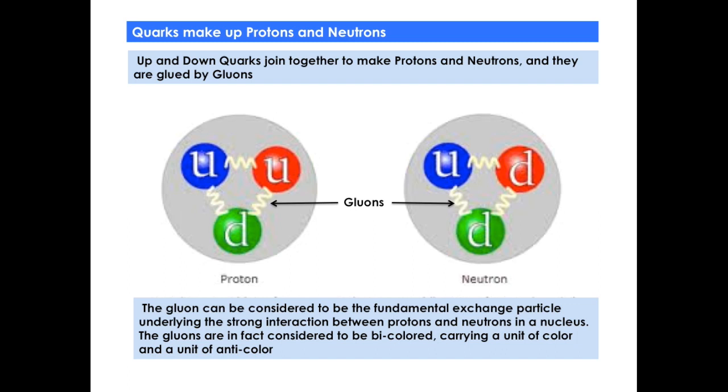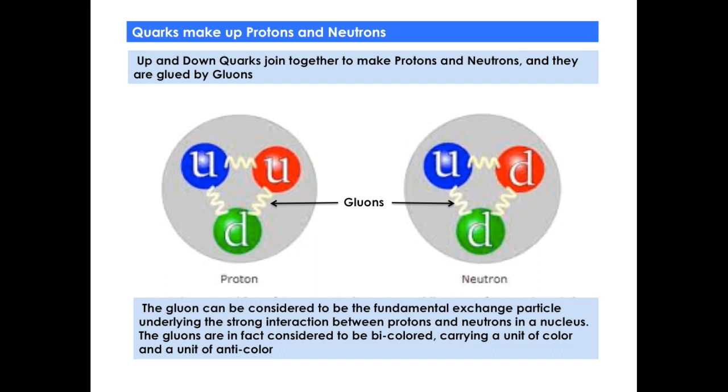Up and down quarks join together to make protons and neutrons, and they are glued by gluons. In the picture, we can see protons are made with 2 up quarks and 1 down quark, whereas the neutron is made with 2 down quarks and 1 up quark, joined together by the gluons.